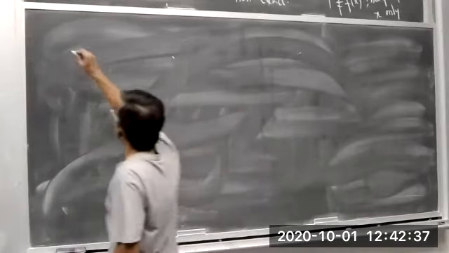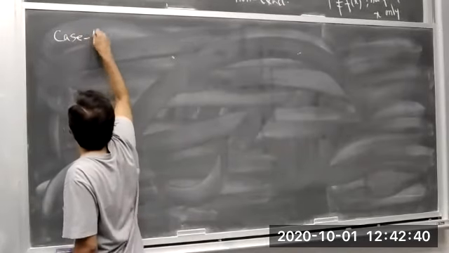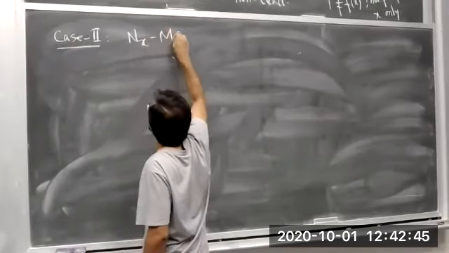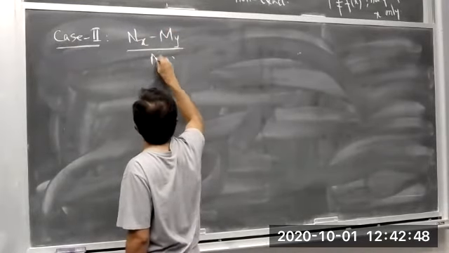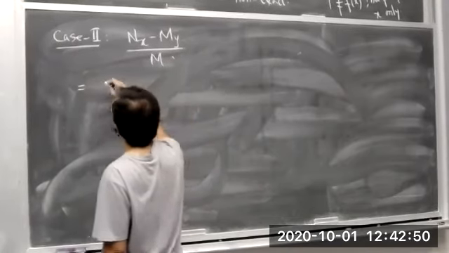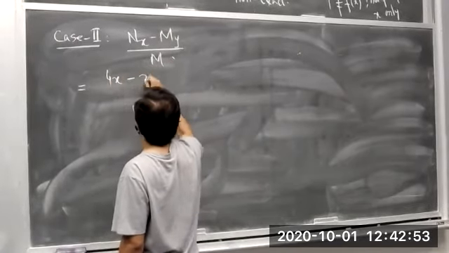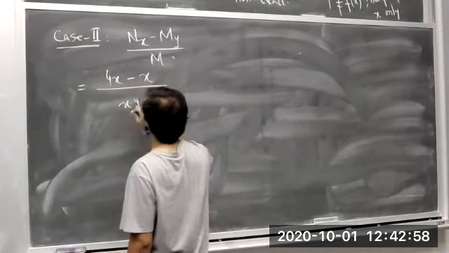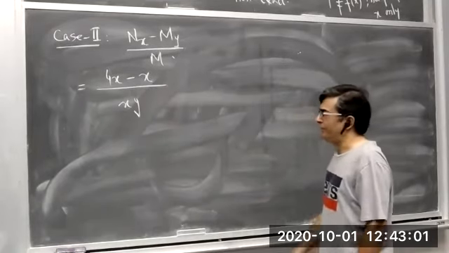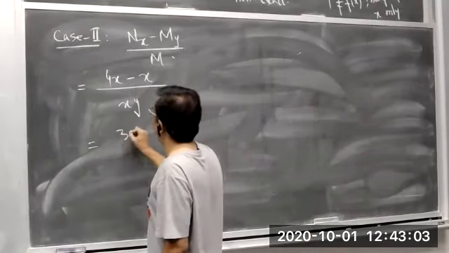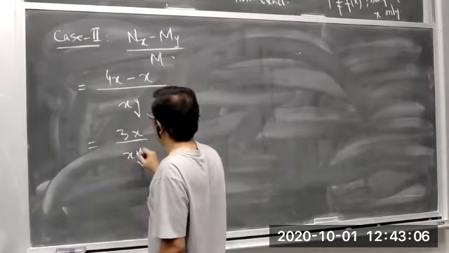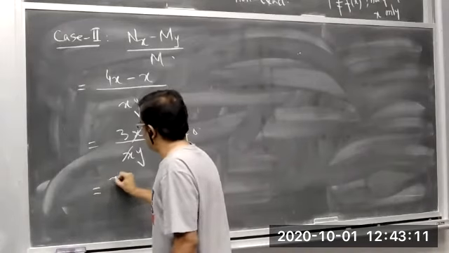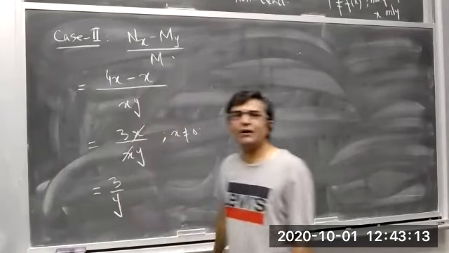So now case 2. What is our case 2? Case 2 में क्या होगा? You have to compute (N_x minus M_y) divided by M. Now what is this thing? N_x is 4x, minus M_y is x, divided by M. What is M? xy. This is the value of M. Now you can see that this is 3x divided by xy. x and x cancel. You can say here x is not equal to 0. And the resulting expression is 3 over y.